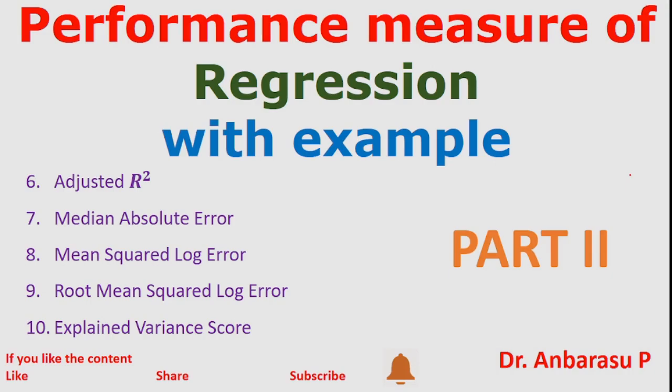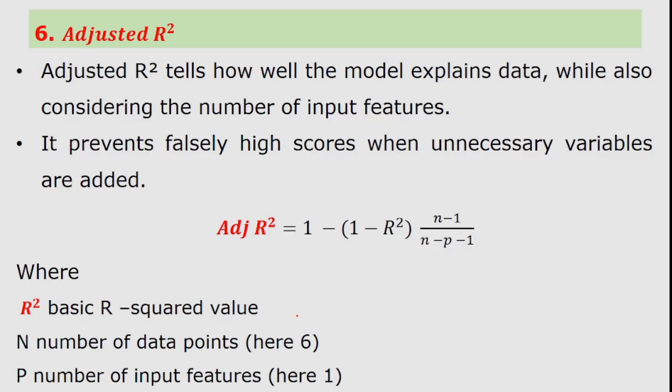Hello all, welcome back to the tutorial session on the topic performance measure of regression in machine learning algorithm. So in this session, we are going to discuss the content related to adjusted R square, median absolute error, mean square log error, root mean square log error and explained variance score. Normally we call it the EV score. So it's a continuation of part 1.